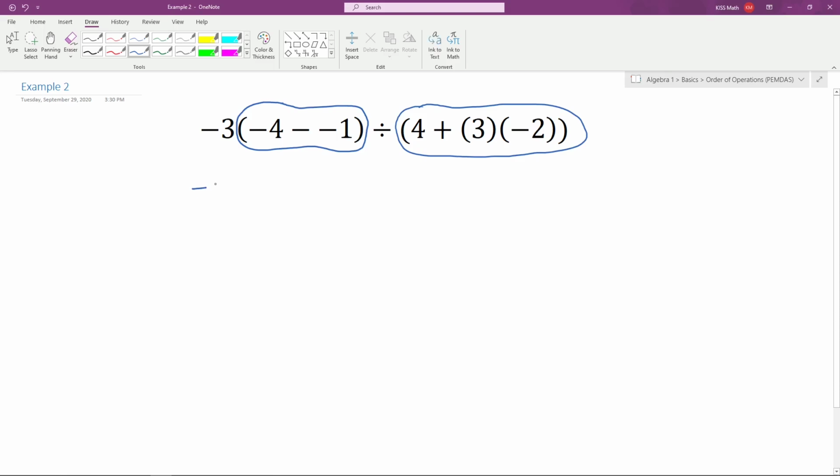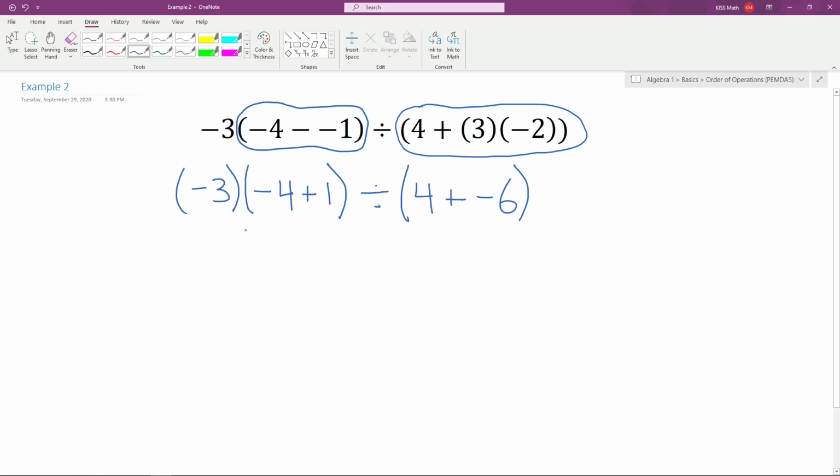So we have negative 3 times a negative 4 minus a negative 1. And we said that minus a negative number is the same as adding that number. And then dividing, so we have 4 plus a 3 times a negative 2. So that would be a minus 6. And the reason that I did this 3 times negative 2 first is, if you remember, multiplication comes before addition.